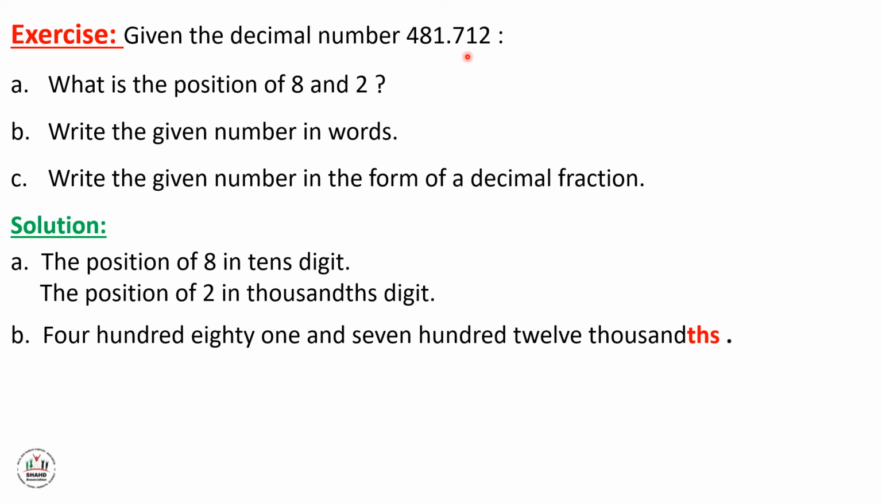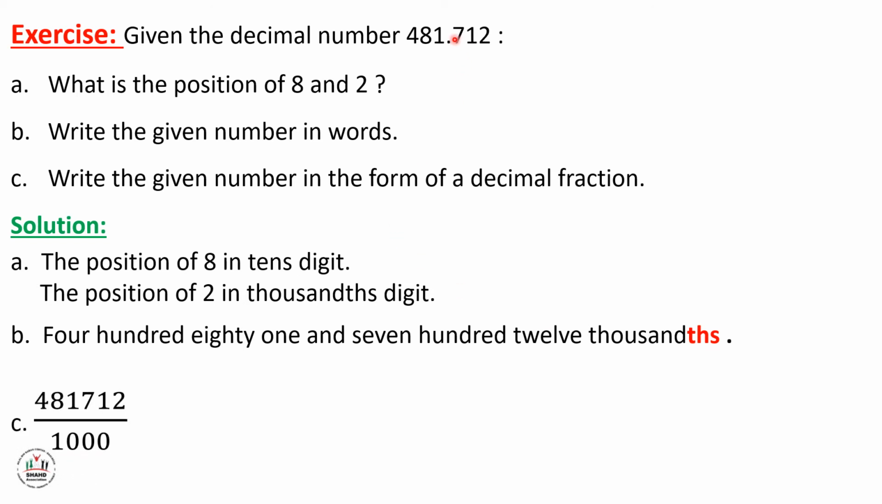It's 712. If this part is the whole part, we write it as 712. But here in the decimal part, we write it as 712 thousandths. Thousandths. We should write th before letter s. Otherwise, your answer is wrong.